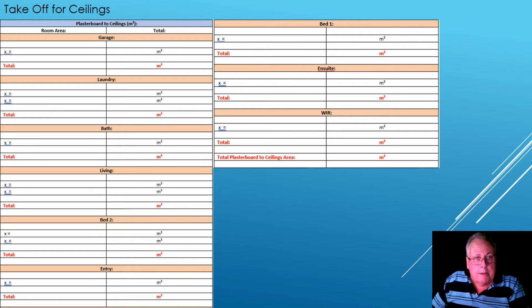So when you look at your Gyprock manual, you'll find that there are standard Gyprock sizes. Okay, and they're things like 2.4, 3 meters, 3.6. So they're a little bit different than timber sizes. And so simply go through each room, and what we're looking for, what we're chasing, is really the total plasterboard to the ceiling area, this figure here. All right, so once we have that, we're actually cooking with gas.